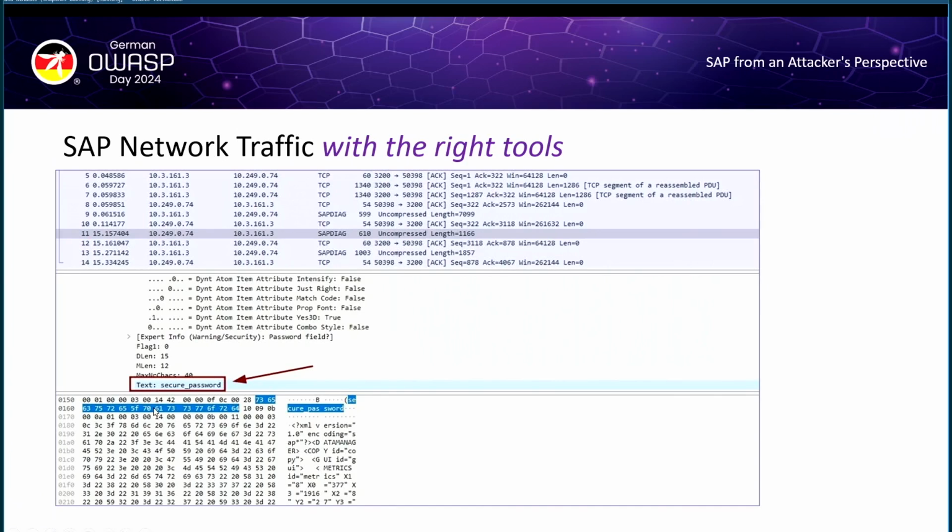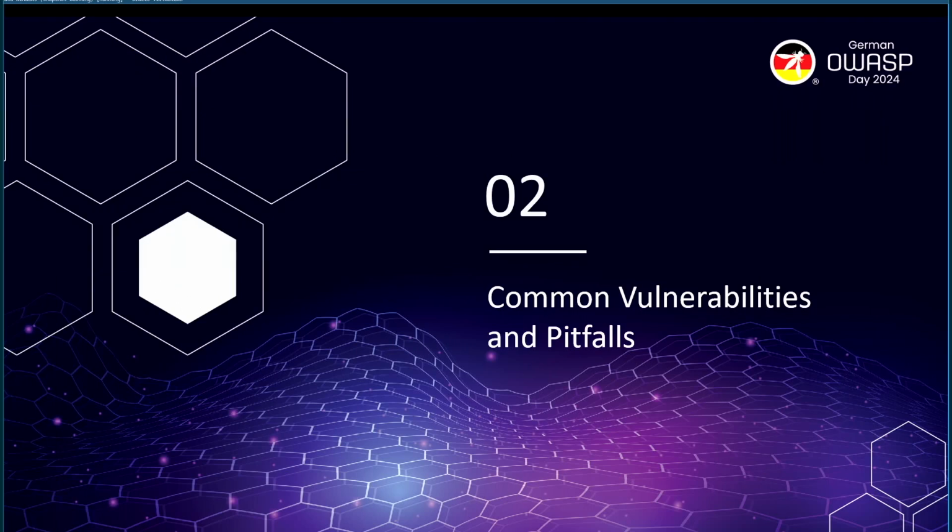So here we can see the unencrypted password, because in this instance the part was actually readable if you disassemble the DIAG protocol part. But we'll look into how to secure this, how to use proper encryption for the communication part, a bit later on. For now, let's take a small step back and look at common vulnerabilities and pitfalls that we do see in SAP environments from a broader perspective.